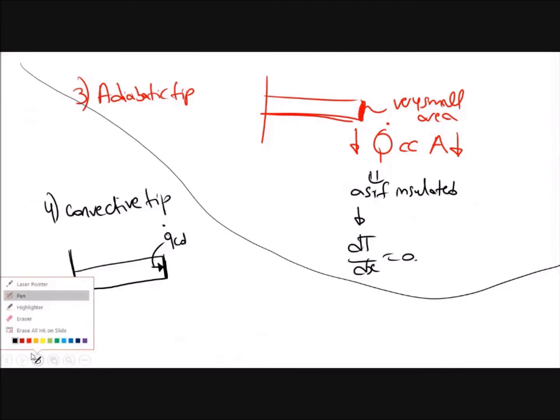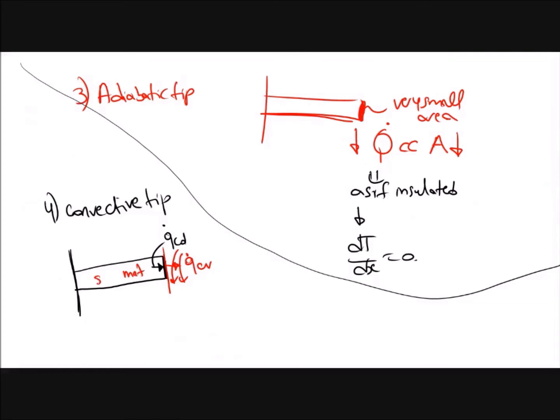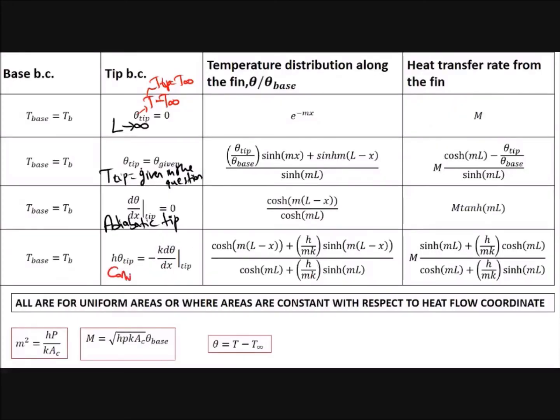We take a small interface here. Interface doesn't have any volume, so whatever comes in should leave. Therefore, you should have the convection here, because air blows over it. This one is the solid material, and this one is air that flows over it. Therefore, air takes the heat given off at the tip. So here, Q dot CV is Q dot CD. This one is the most real one. Good. So this one is convective.